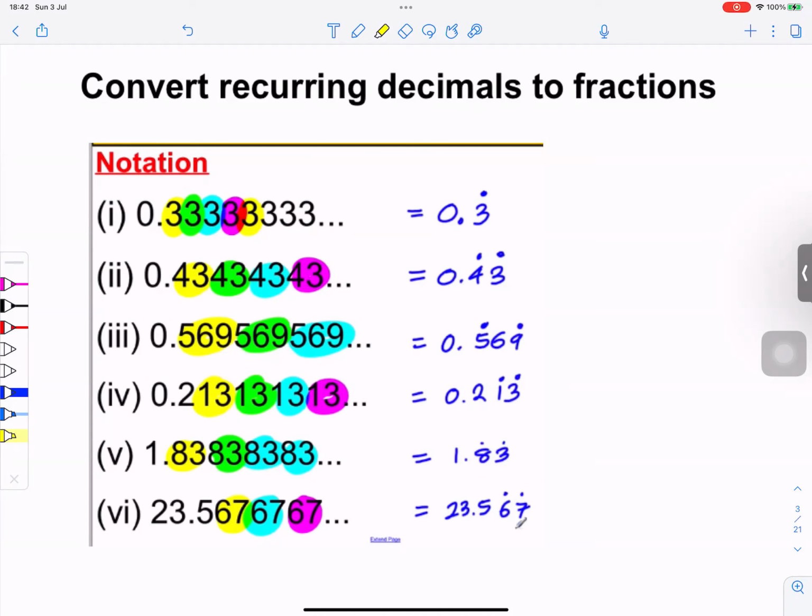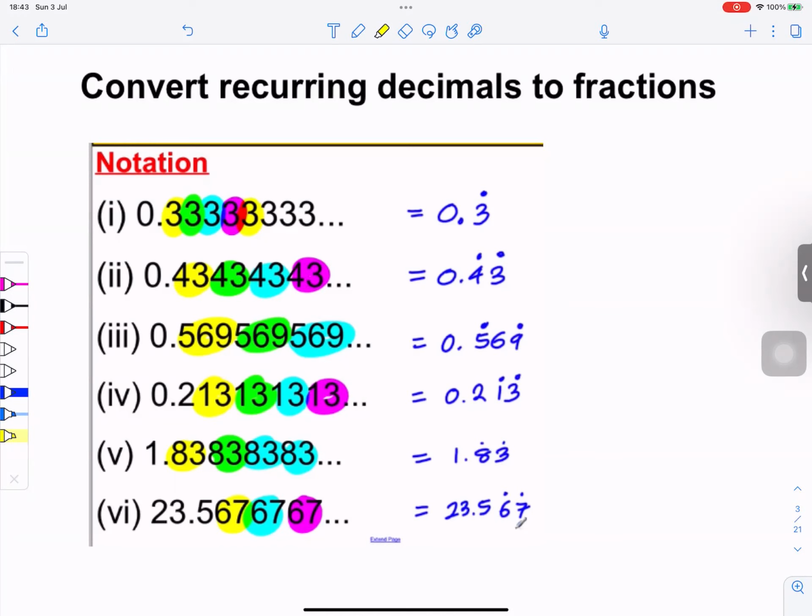Because they put it on the first number that's recurring and on the last one. Do you see what I mean? They put it on the first and the last. The reason is just because mathematicians don't like to write plenty of things. It's quicker. So if 10 things are recurring, you put it on the first one and on the last one. That's just a quick way. Yeah, I see what you mean.